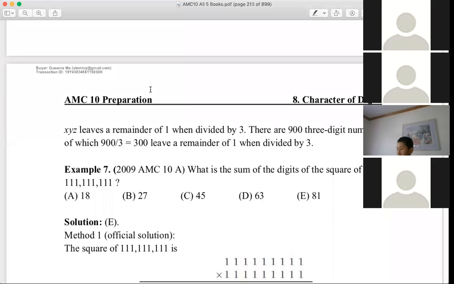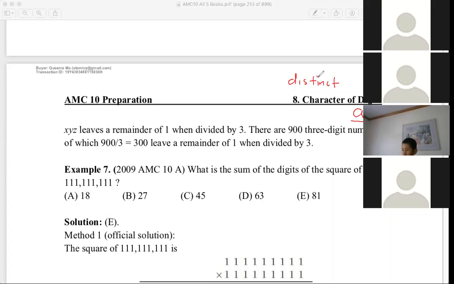So why do we have 900 3-digit numbers? Say three-digit numbers A, B, C. You know, here that word is very, very important. Distinct.